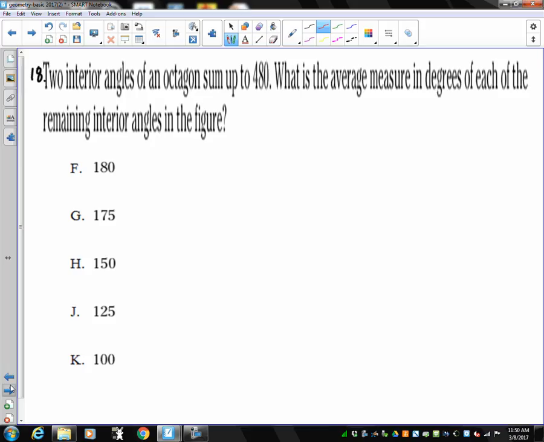Okay, on number 18, this is a little bit more complicated. It says 2 interior angles of an octagon sum up to 480. What is the average measure in degrees of each of the remaining angles in the figure? Now let's draw an octagon. It's kind of hard to draw. An octagon is a stop sign.